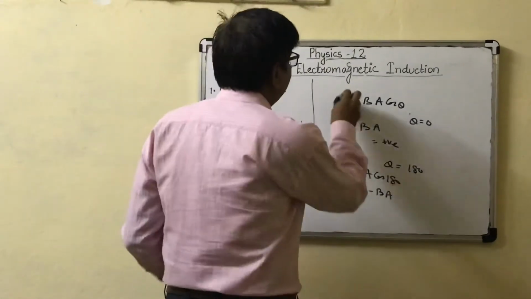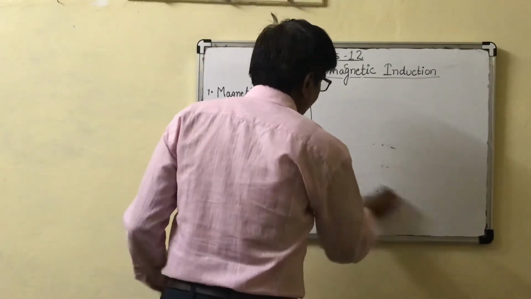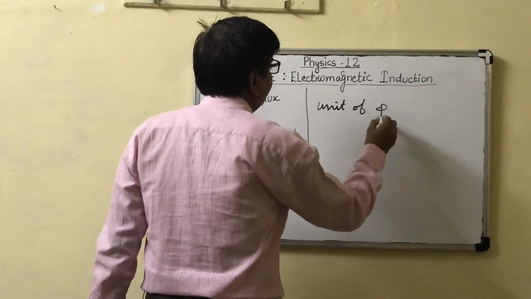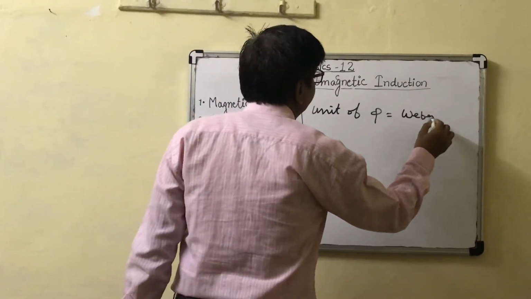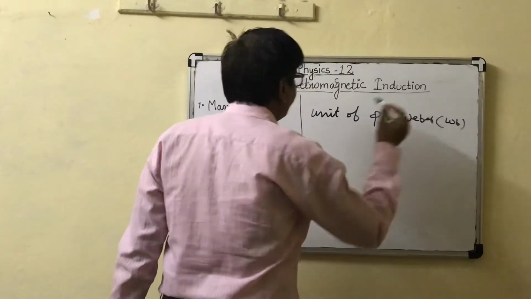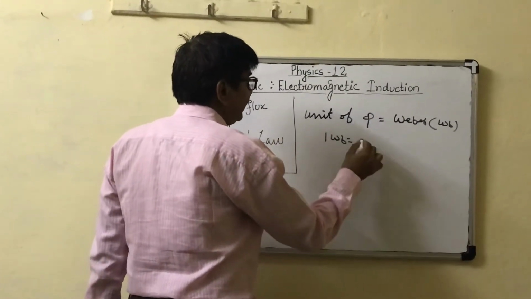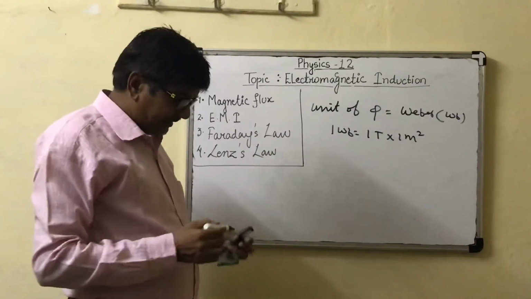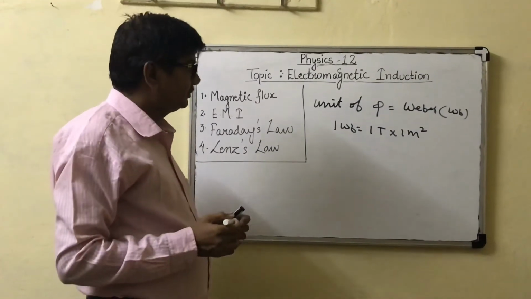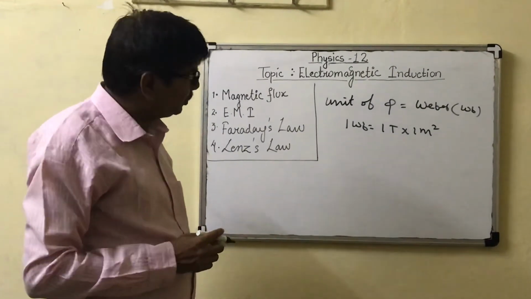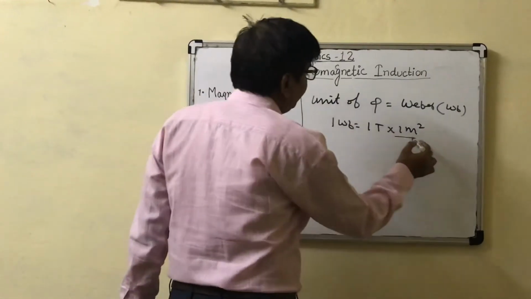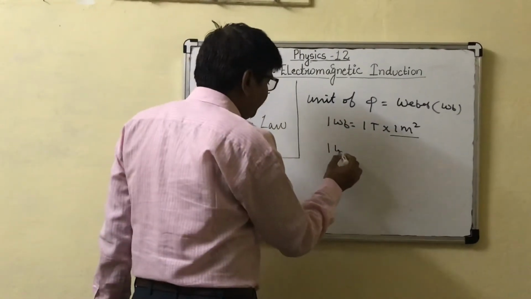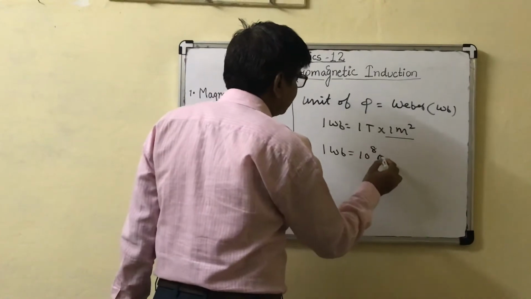Now the unit of flux is the Weber. The flux phi is measured in Weber, denoted Wb. 1 Weber is equal to 1 Tesla into 1 meter square. 1 Weber is the flux produced when a uniform magnetic field acts normally over an area of 1 meter square. 1 Weber is equal to 10 to the power 8 Maxwell.